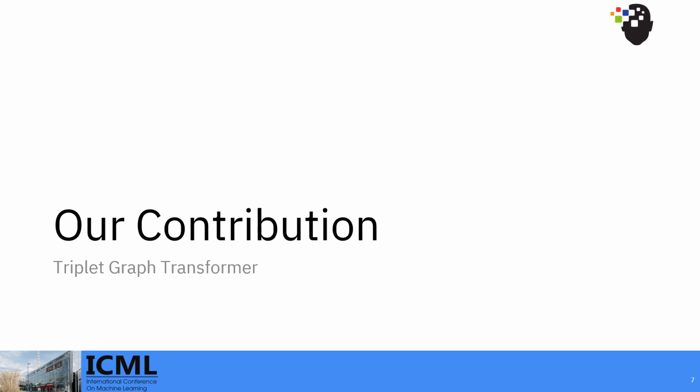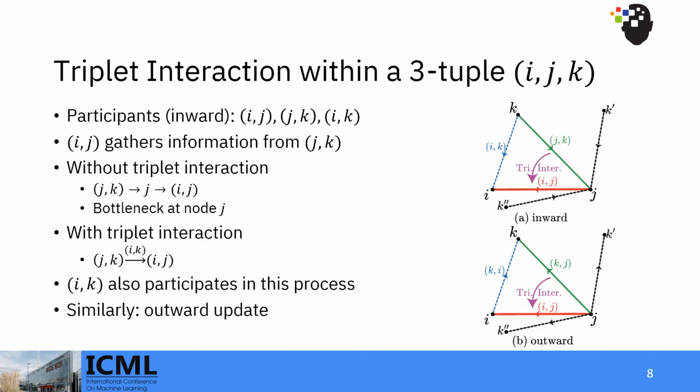incorporating a novel triplet interaction mechanism to improve the geometric understanding of graph transformers, which is particularly beneficial for tasks involving molecular graphs. Let's examine the triplet interaction within a three-tuple IJK. This is the core mechanism that allows our triplet graph transformer to capture third-order geometric relationships.